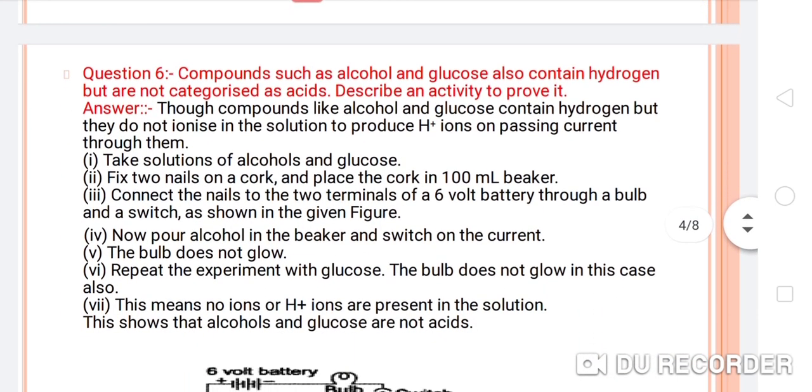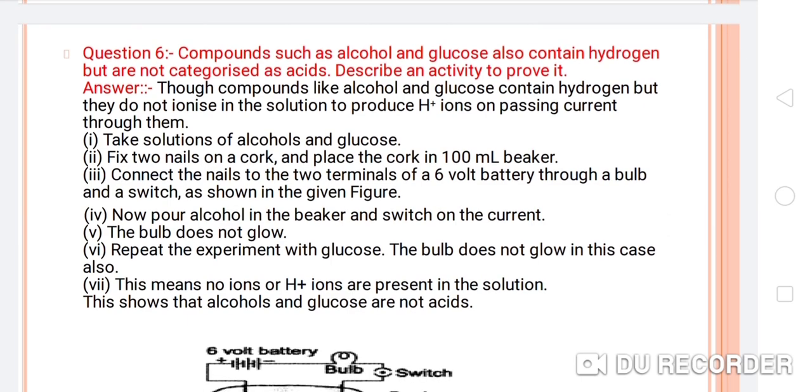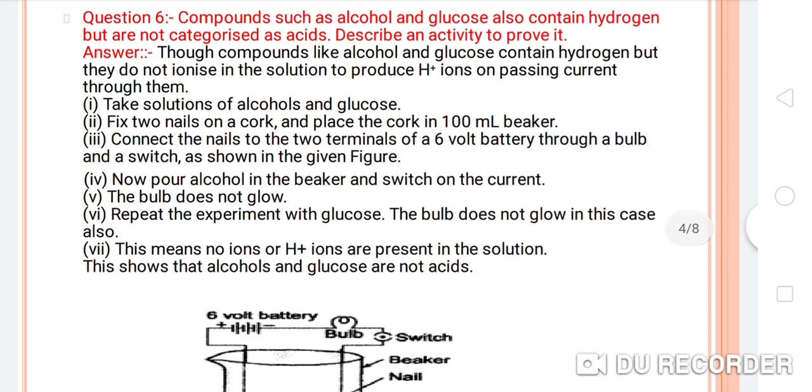Now next, question number 6. Compounds such as alcohol and glucose also contain hydrogen but are not categorized as acids. Describe an activity to prove it. So what will be the activity, students? Let's see. Though compounds like alcohols and glucose contain hydrogen, they do not ionize in solution to produce H positive ions on passing current through them.